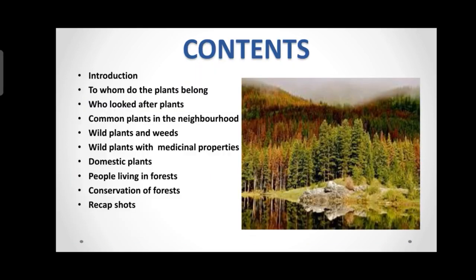In this lesson I will explain the following topics: introduction, to whom do the plants belong, who looked after plants, common plants in the neighborhood, wild plants and weeds, wild plants with medicinal properties, domestic plants, people living in forests, conservation of forests, and in the last, recap shots.